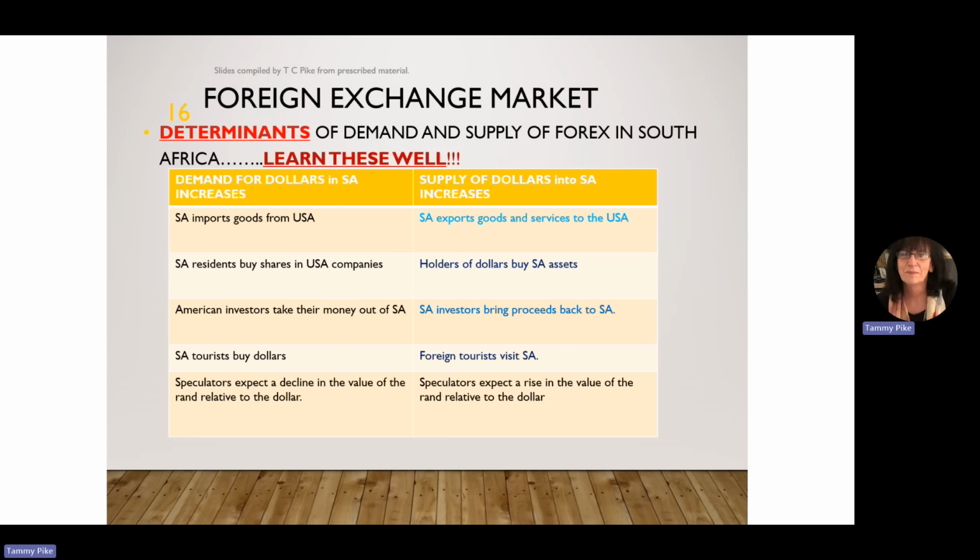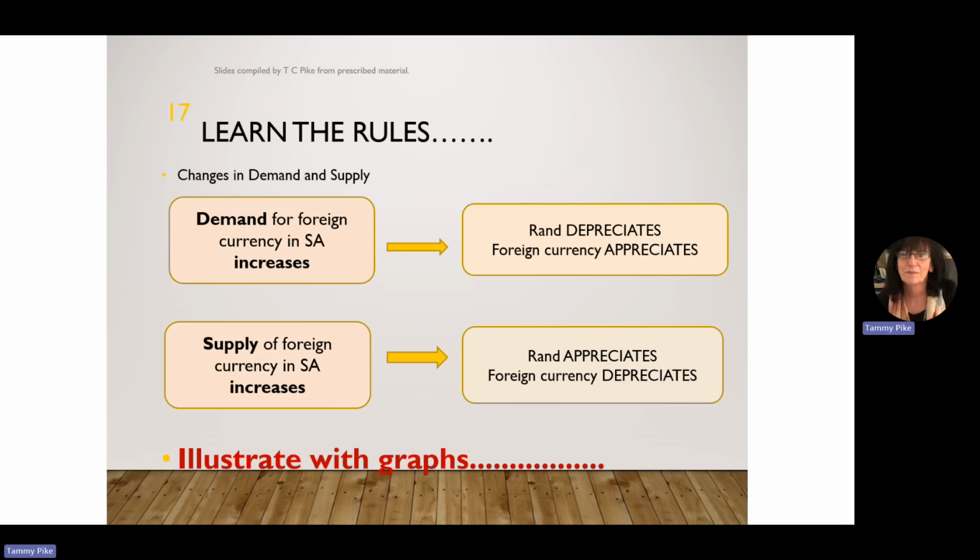If we're going to have a look at supply of dollars increasing, that implies that all of these transactions are going to bring dollars into South Africa. So your first question you have to ask when you see the scenario that they give you is, are we looking at demand for dollars or are we looking at supply of dollars? That brings us to another rule which you would be able to apply, which is this.